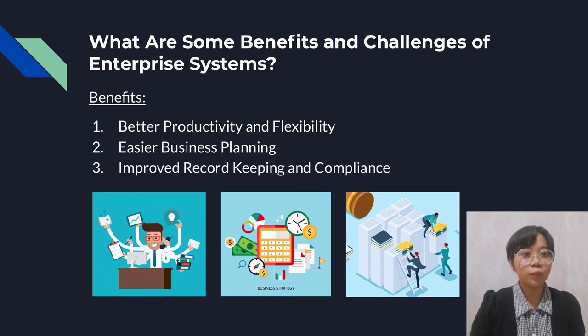Next is easier business planning. Another benefit of enterprise systems is that they make it easier to make business plans and track a company's goals. Production can be checked and monitored, as well as business expenses and customer satisfaction results. These systems also have alert capabilities that will inform when potential problems occur, such as a spike in product defects or a low inventory. And the last benefit is improved record keeping and compliance.